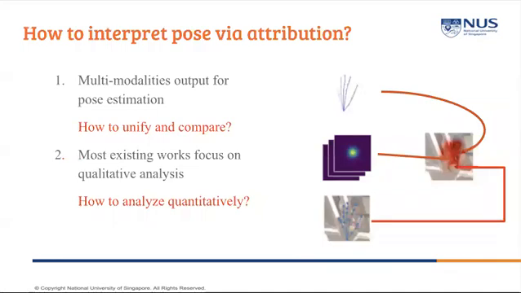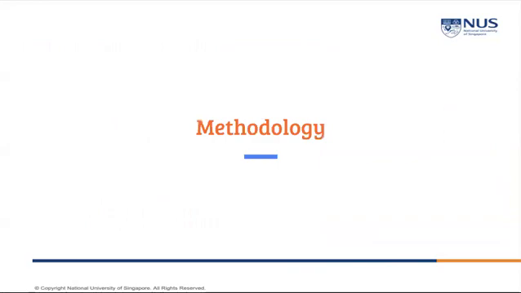However, there are problems to directly apply previous gradient-based methods. Firstly, pose estimation methods usually have multiple modalities. Secondly, most works only focus on qualitative analysis, which may make the analysis less convincing and not solid. It's also a question how to analyze attribution quantitatively. PoseIG is proposed by solving these two questions.